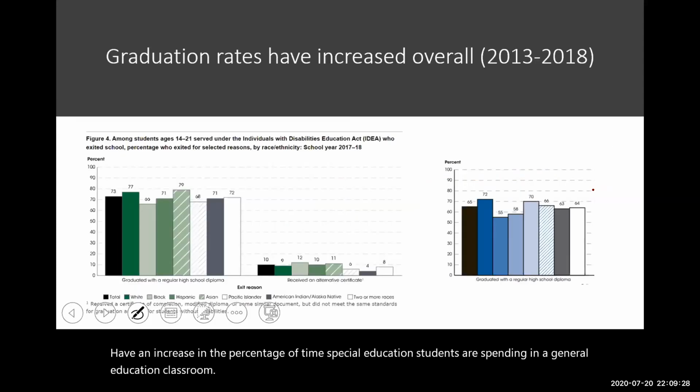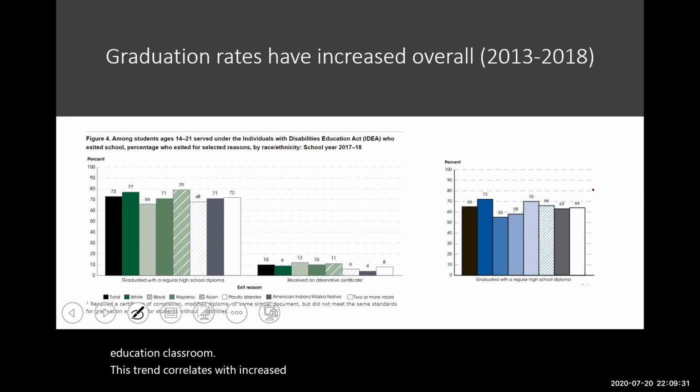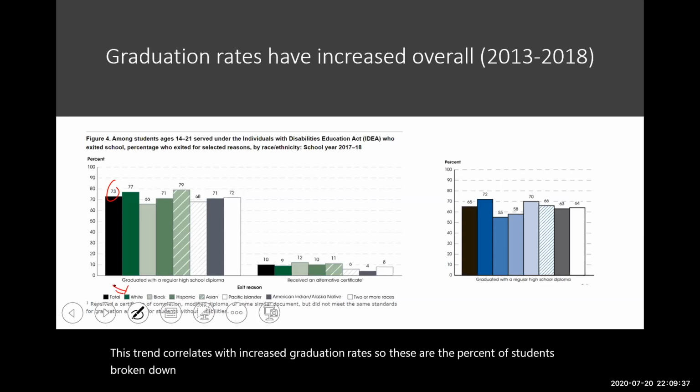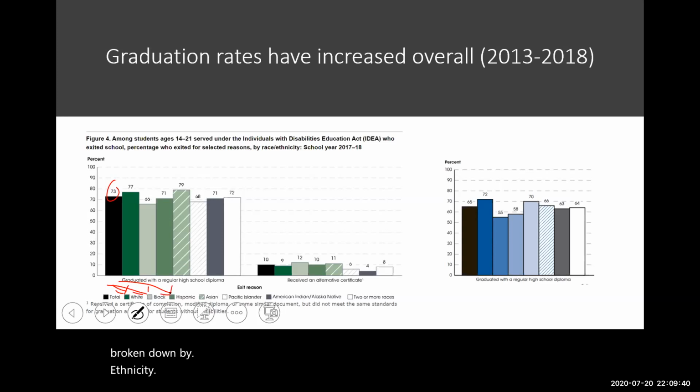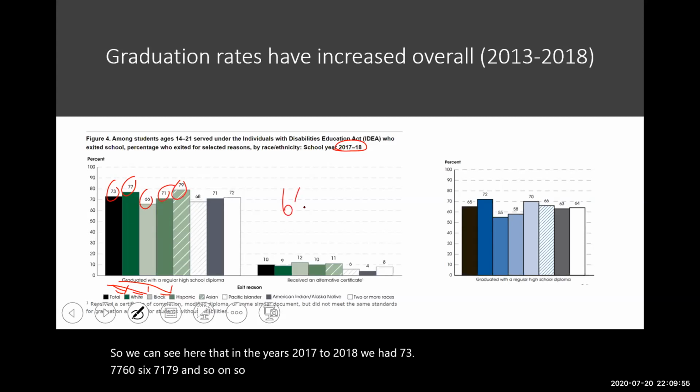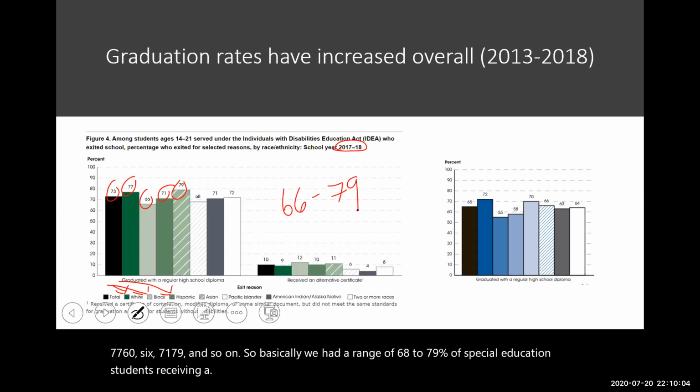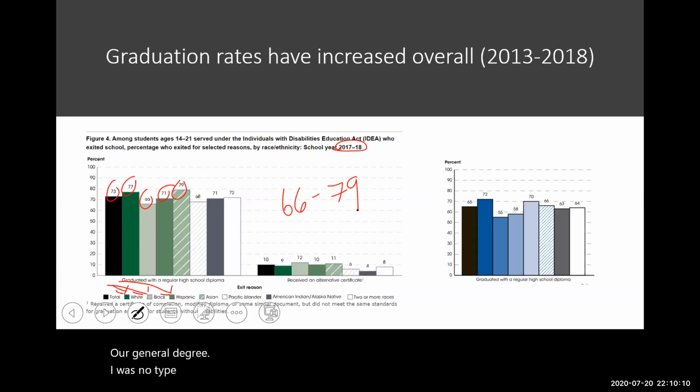This trend correlates with increased graduation rates. So these are the percent of students broken down by ethnicity. So we can see here that in the years 2017 to 2018, we had 73, 77, 66, 71, 79, and so on. So basically, we had a range of 68 to 79% of special education students receiving a general degree with no type of modifications to it, so a regular high school diploma.